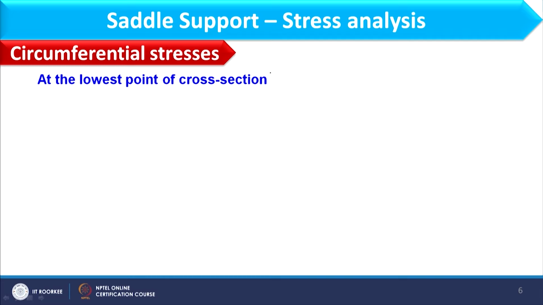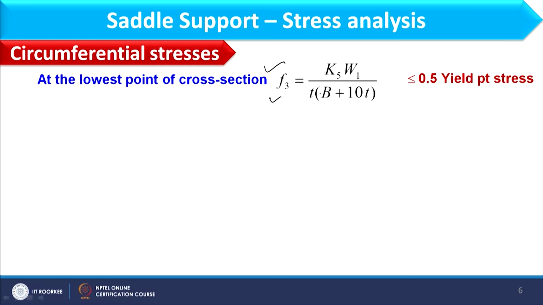Now, the next point I am having is the circumferential stresses, and these stresses fall in the shell just above the saddle. This is basically what we can call the supported part. So, at the support, at the lowest point of the cross section, we can calculate the stress as F3, which is equal to K5W1 by T bracket B plus 10T, and that should be less than or equal to 0.5 into the yield point stress.